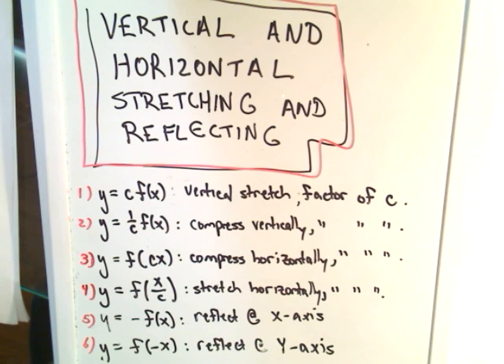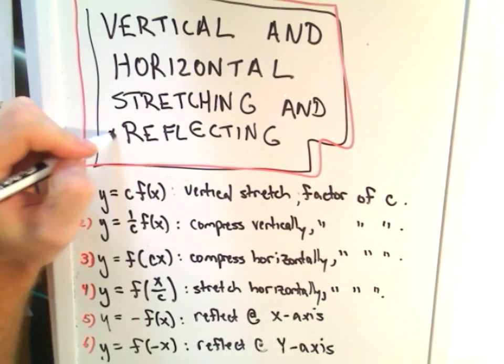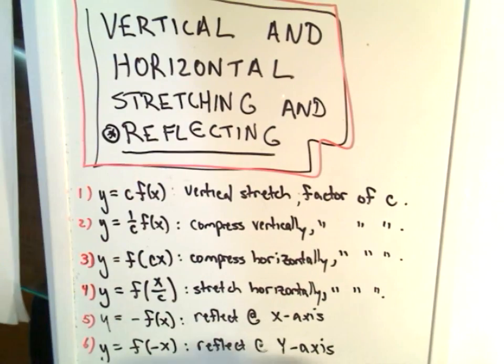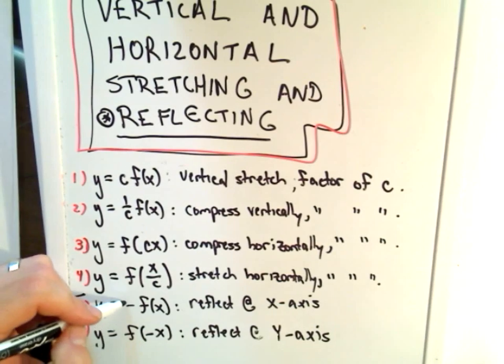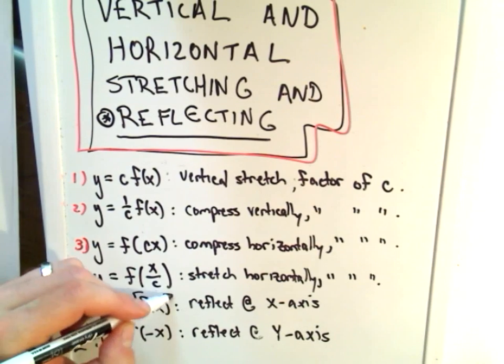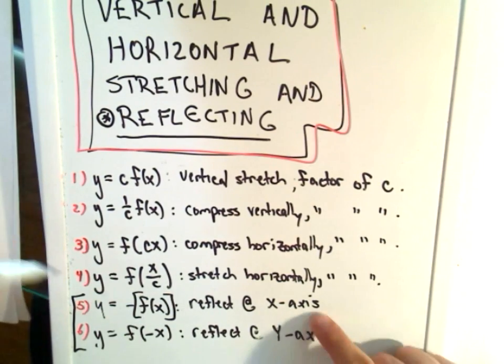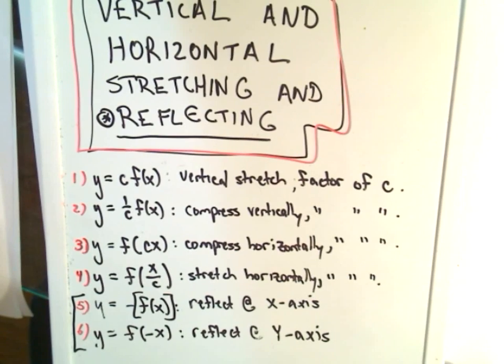Okay, in this video I just want to finish off the general vertical and horizontal stretching and reflecting, and in this one I'm going to talk about reflecting. So what we're going to look at are conditions 5 and 6 here. The idea is if you plug a big negative sign out in front of your formula, it's going to reflect your graph about the x-axis.